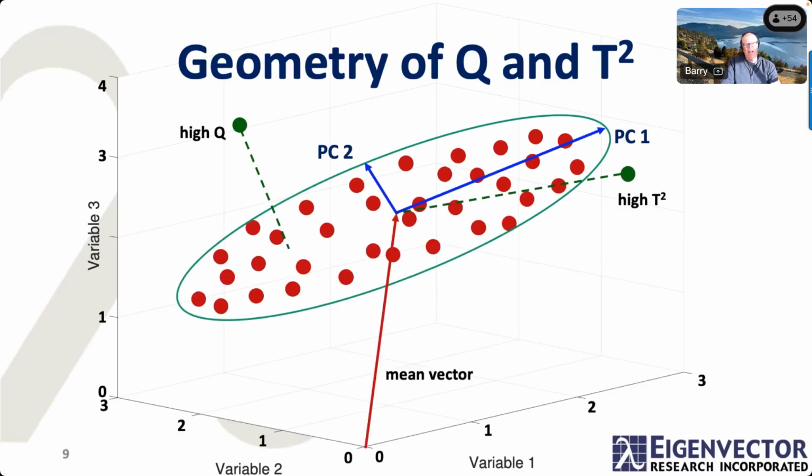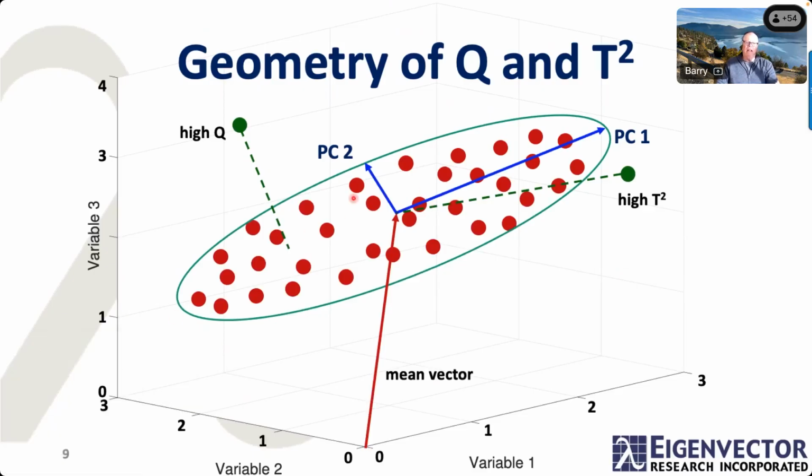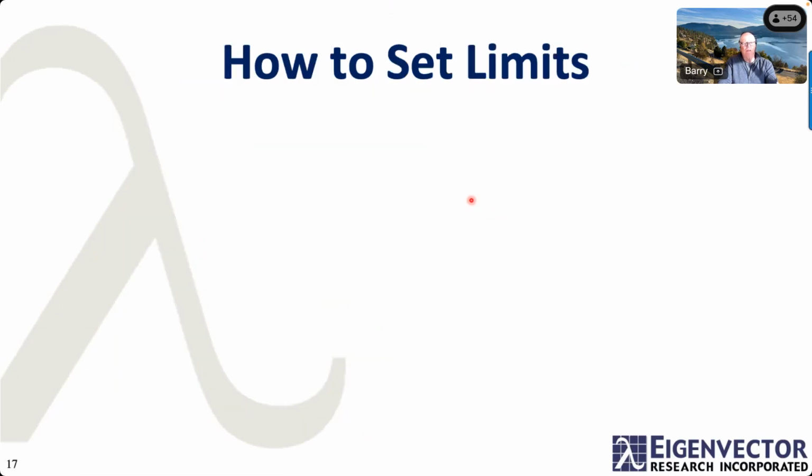Here's the general idea of a PCA model where we have our data cloud as the red points, and we have a couple of interesting points. This is a sample with high Q that's a long way off the plane, off the subspace that the rest of the data is in. Here's a high T squared sample that is a long way from the center of the data. So those are two diagnostics that we look at a lot when we're monitoring models.